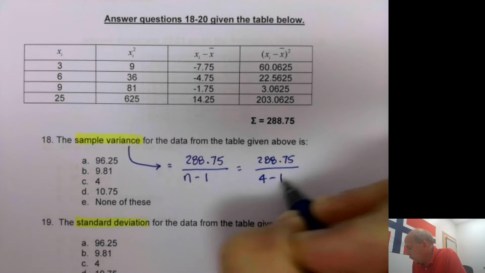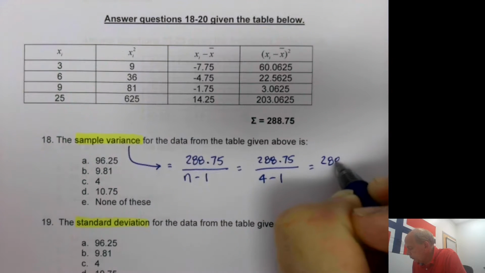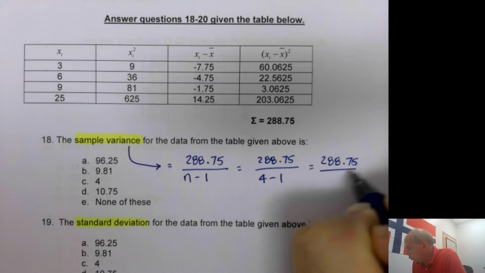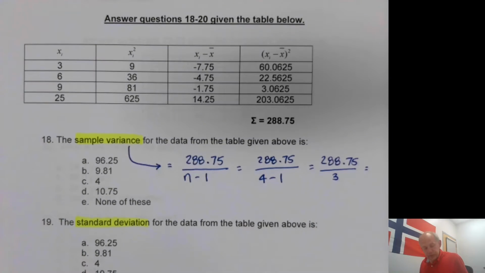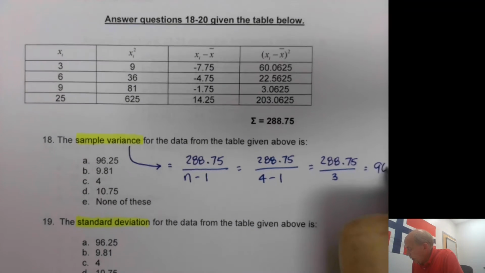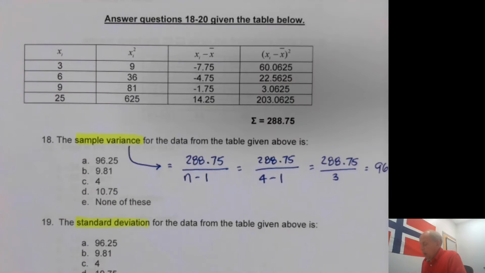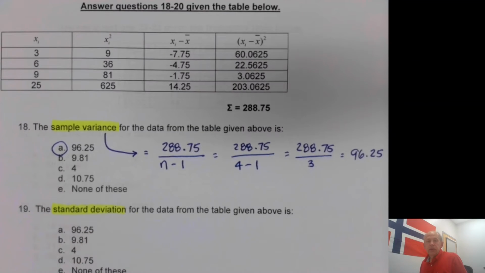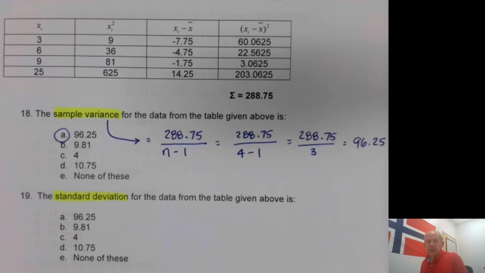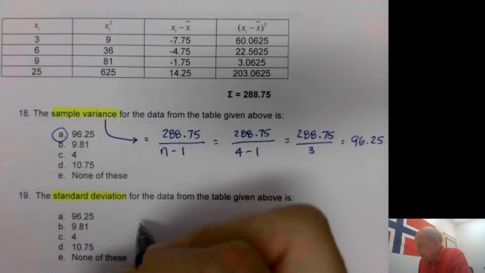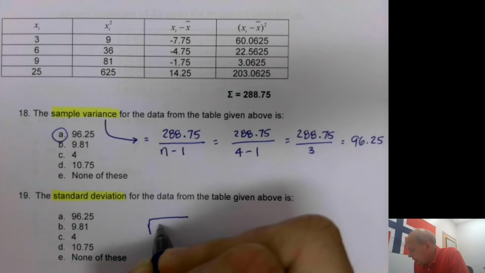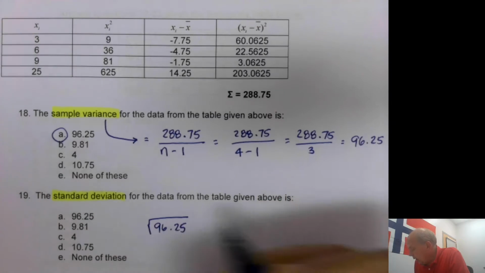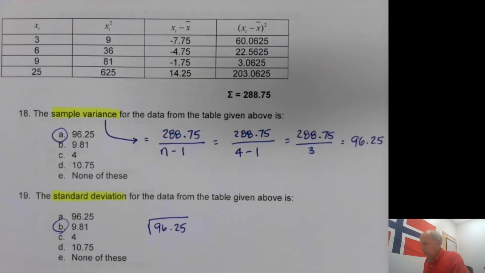I'm going to say 4 minus 1, so 288.75 divided by 3. My sample variance would be 96.25. There's how you would do a sample variance problem. To find the sample standard deviation, I just take the square root of the sample variance, and that would be 9.1.